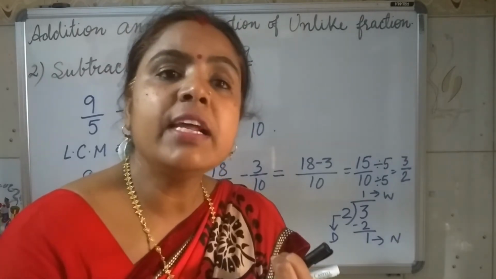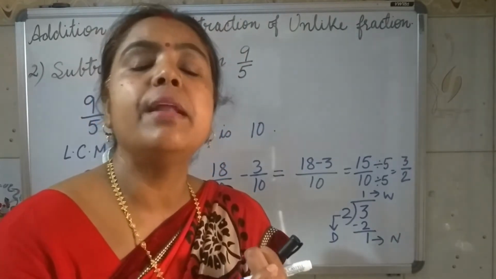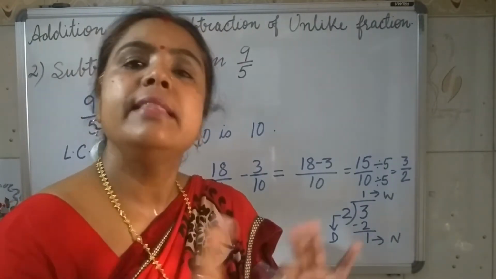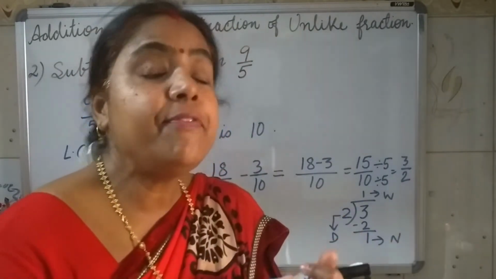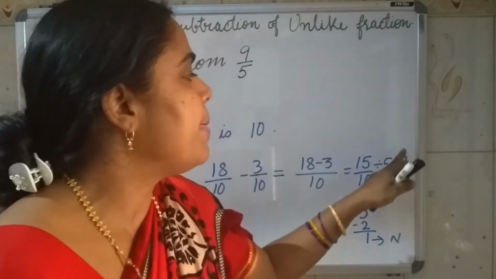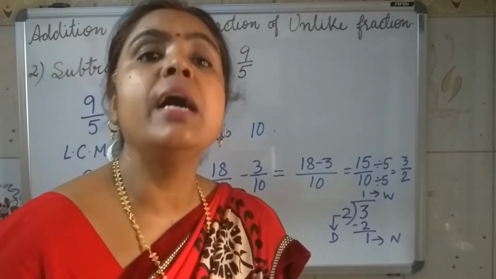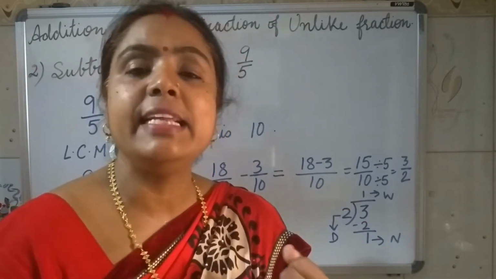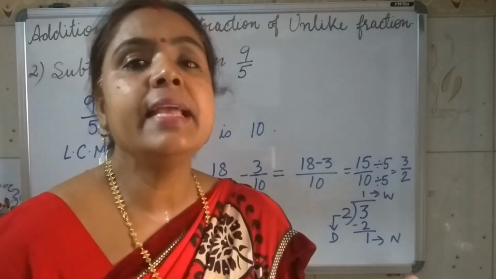And after converting into the lowest term, if the fraction is in proper form, a proper fraction, then that is the answer. But if it is not a proper fraction, in that case, third, we have to convert this improper fraction into a mixed number. So these are the steps you have to follow in the addition and subtraction of unlike and like fractions.